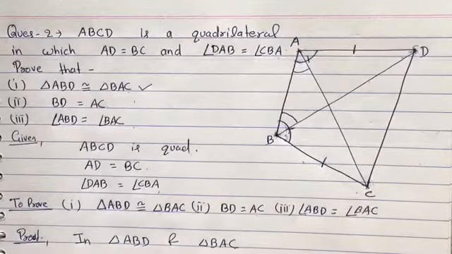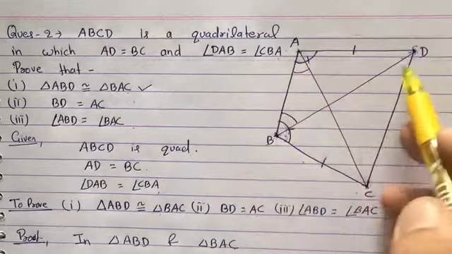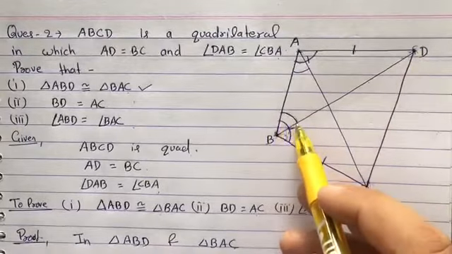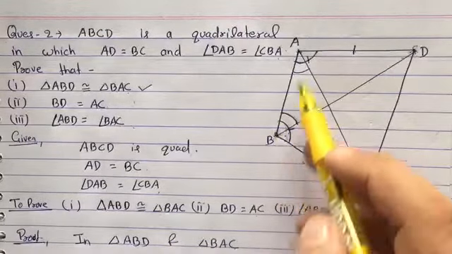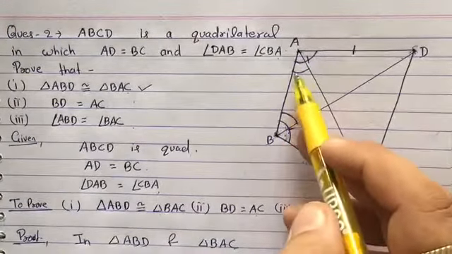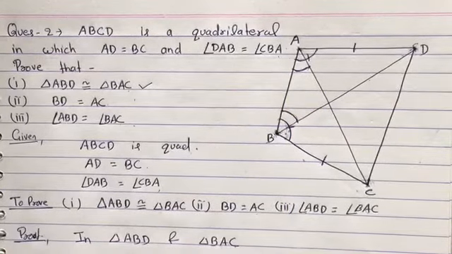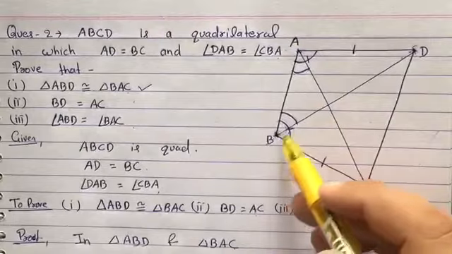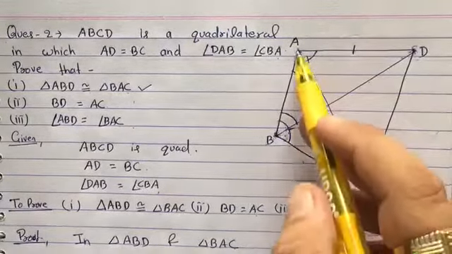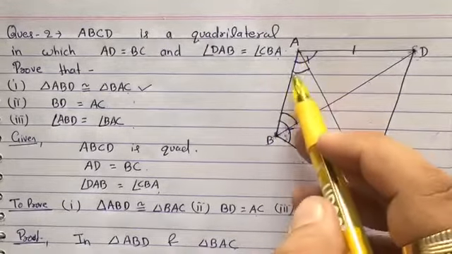And second thing, in triangle ABD, this angle ABD, this one, and in triangle BAC, this angle BAC, these are also corresponding. So by CPCT these things are equal, means BD is equal to AC first thing, and angle ABD, this angle, is equal to angle BAC, this angle.